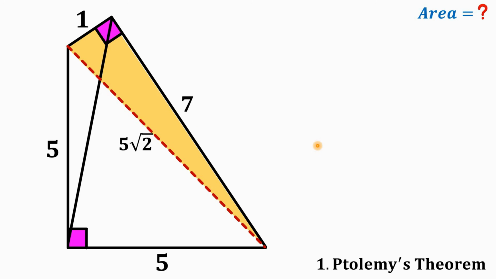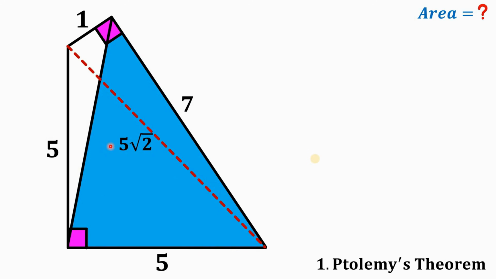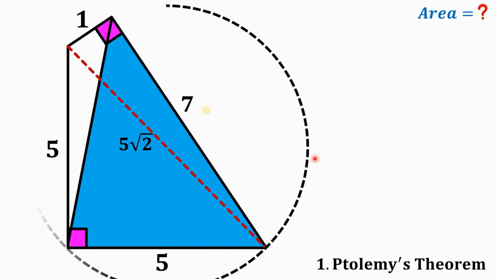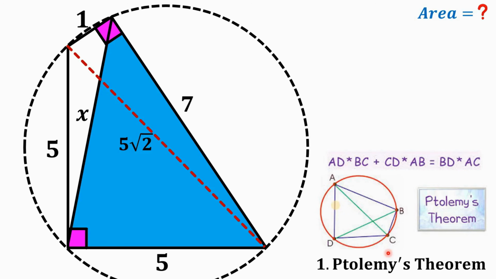Now, we're going to focus on this figure, because we want this figure. Since the opposite angles add up to 180 degrees, in short, this is a cyclic quadrilateral. So we can put this quadrilateral inside our circle. And now, let's call this chord X. And there you have it. Let's use Ptolemy's theorem. Applying it, we can say that segment AD times BC plus CD times AB equals the diagonal BD times AC.